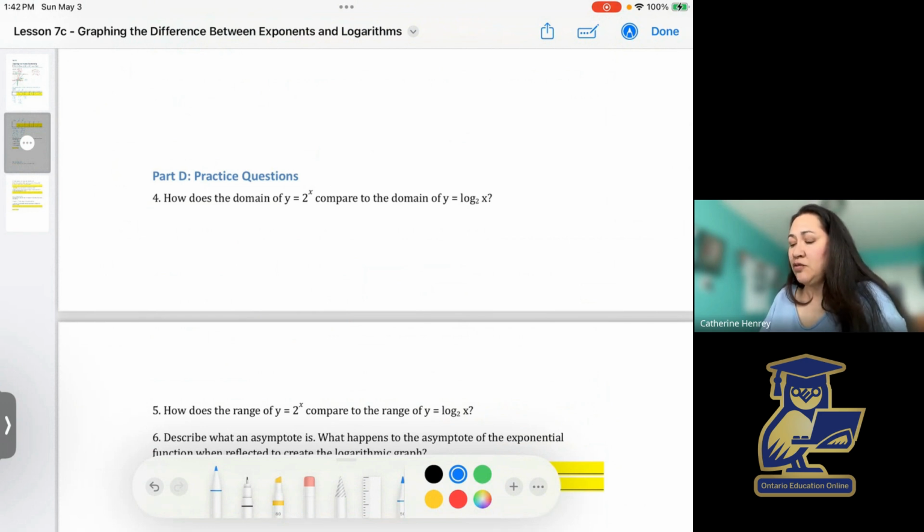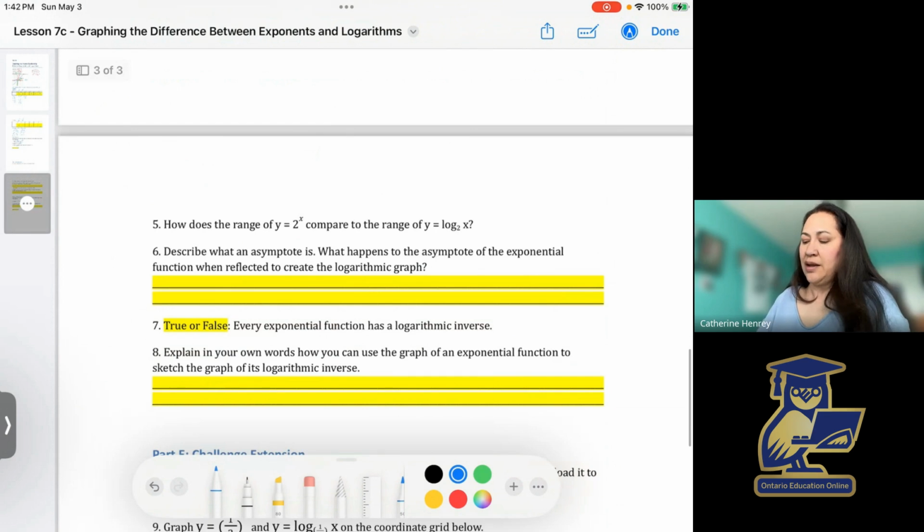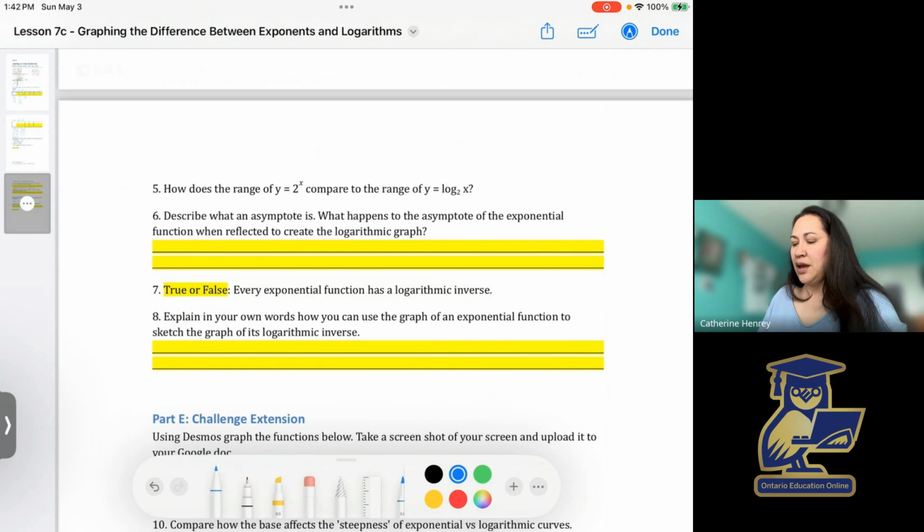How does the domain of y equals 2 to the power of x compare to the domain of y equals the log of x to the base of 2? And remember, domain is a set of all x values that can satisfy both of these functions. The range, how does the range compare between the two functions? And remember, range is all the y values. Next, I want you to describe what an asymptote is and what happens to the asymptote of the exponential function when it's reflected to create the logarithmic function or graph.